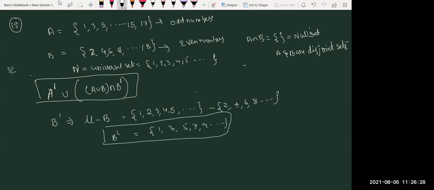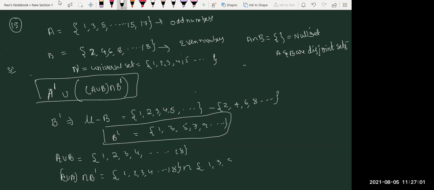Now, in our question, they ask us to find A union B also. What is the value of A union B? Even numbers and odd numbers combined, 1, 2, 3, 4, up to 18, correct? Yes, sir. Now I am going to find A union B intersection B complement. A union B I got 1, 2, 3, 4 up to so on 18. B complement is only odd numbers.